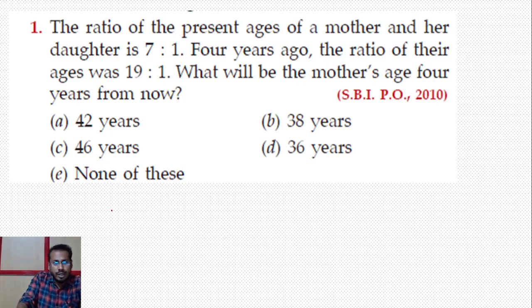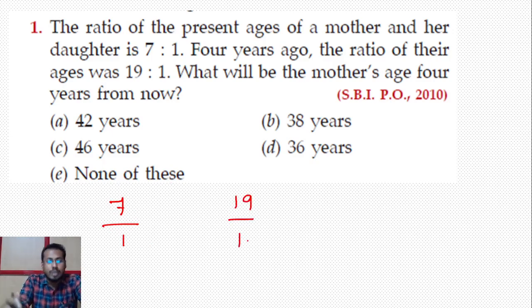If you get two ratios, write the first ratio 7/1, and the next ratio 19/1. Always write both ratios, one on the left hand side and one on the right hand side. Then you can solve it easily. Put x for the present value. Whichever one is being asked, always put x for that.